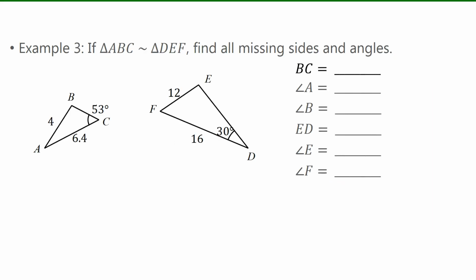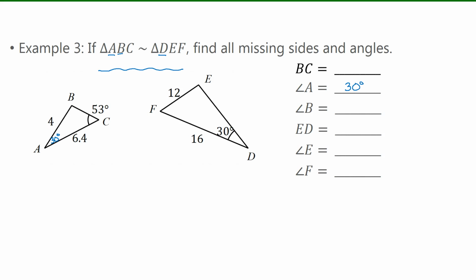Now for the last example, we're told that triangle ABC is similar to triangle DEF, and we have to find all the missing sides and angles. So if I look at the similarity statement, I can see which angles correspond. Angle A is going to be equal to angle D. So if angle D is 30 degrees, then angle A is 30 degrees as well. So I'll fill that in over here.